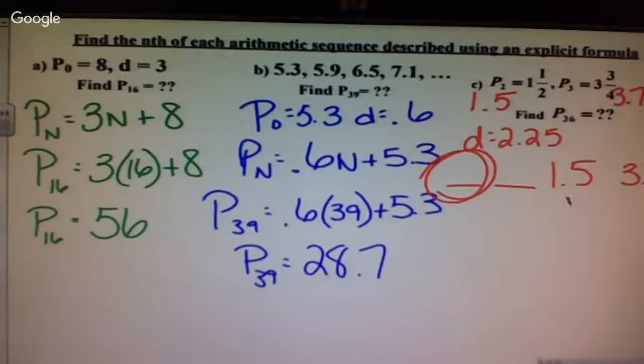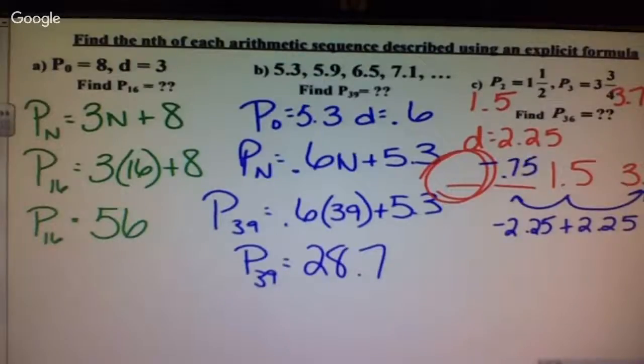Okay, so to go from here to here, I would add 2.25. To go backwards, though, I can subtract. I can do the opposite. So what does that make P sub 1, if I subtract 2.25 from 1.5? Negative 0.75. I need to go one more space because I need that P sub 0. So what does that give me? Negative 3. So now I know that P sub 0 is negative 3.